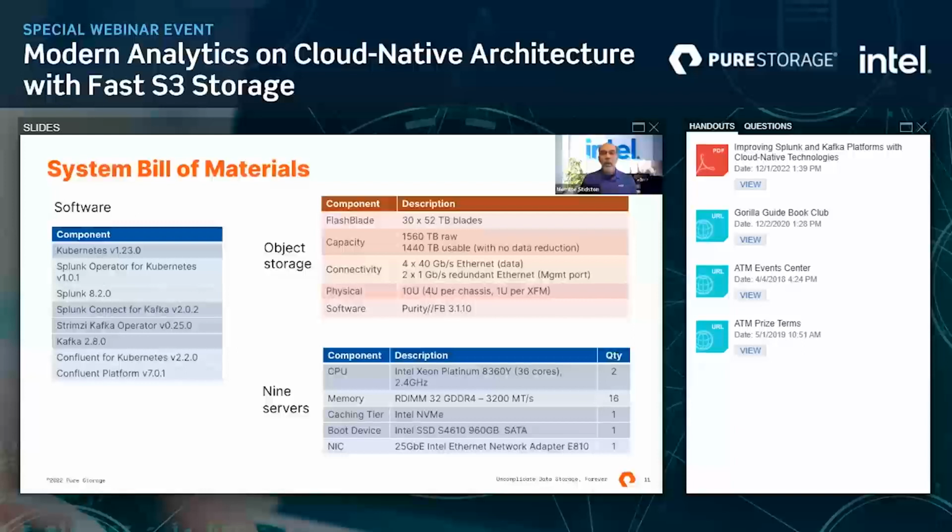So when you look at what we did in putting this environment together, you could recreate this on your own. These are the components. On the left, you see our component software. We've called all those out. Since this was completed, Splunk has issued a new Kubernetes operator, so that would be something I would recommend. On the right-hand side, you see the components from the FlashBlades by Pure Storage, and then below, the components that were provided by Intel. Now, one of the things I'll tell you is that you would look at this and say, wow, you're using a very high-end processor.